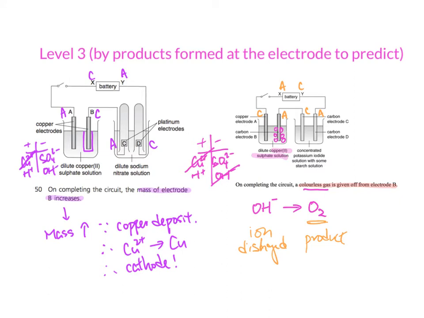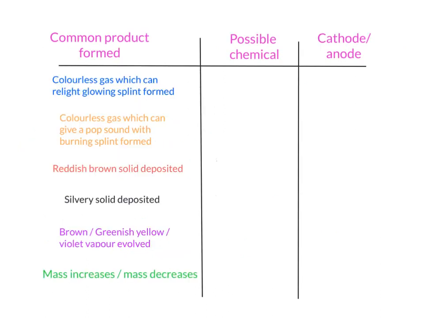Okay, let me give you some more examples. Sometimes they may say things like this: colorless gas that relights a glowing splint. What should it be? It should be O2, because O2 comes from OH minus. So therefore, this one should be anode. And if it is a colorless gas which gives a pop sound on burning splint, that should be hydrogen, coming from H plus, because this is positive. Because it's a cation, that one should be cathode.